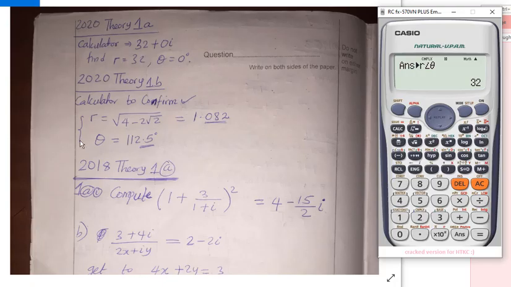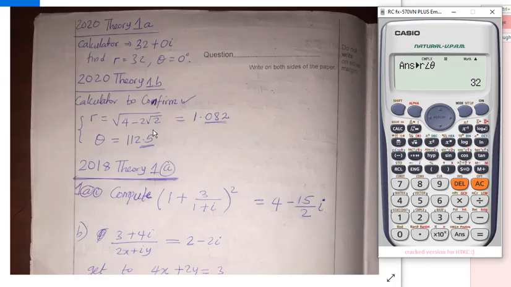Look at this one, 2020 question 1B. I told you that you use calculator to confirm. Do you understand? 2020 question 1B. Now what am I trying to say? What I'm trying to say is that don't forget you need to get R and theta. Do you get my point? You need to get R and theta.